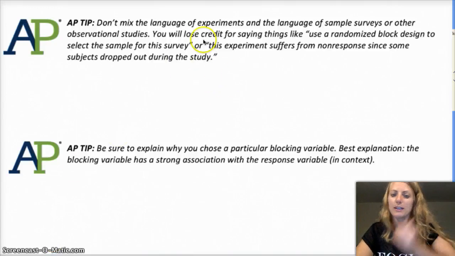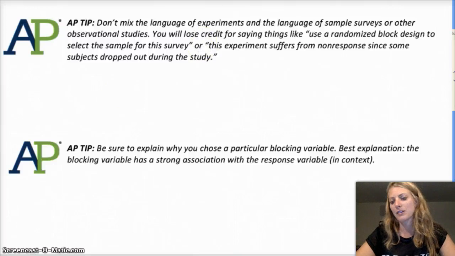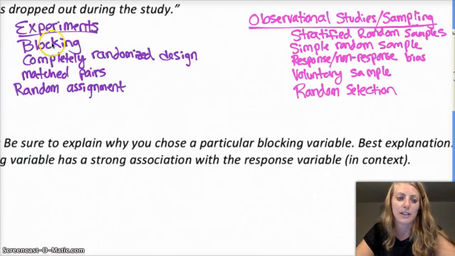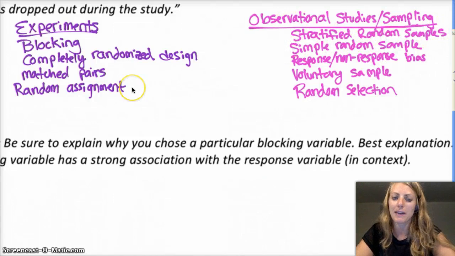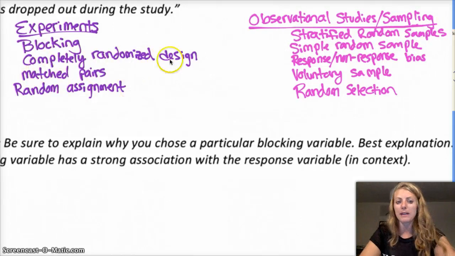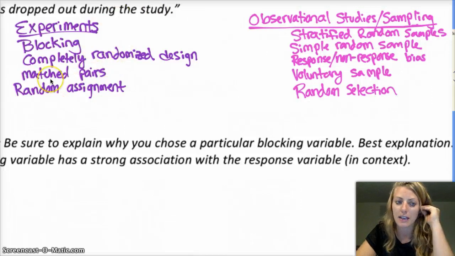And I'll just make a quick list for you of the things that are commonly misconstrued or misrepresented. So for example, blocking in experiments is similar to stratified random samples in observational studies, but not the same thing. Completely randomized design is basically the same thing as a simple random sample for experiments, and the simple random samples for observational studies and sampling. Matched pairs design is something only for experiments.